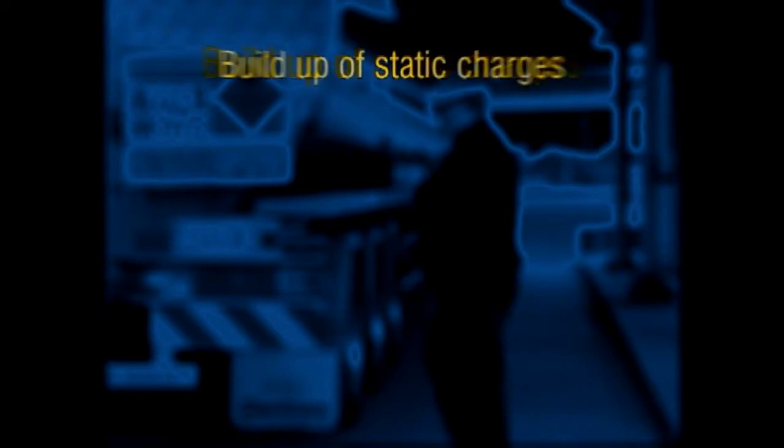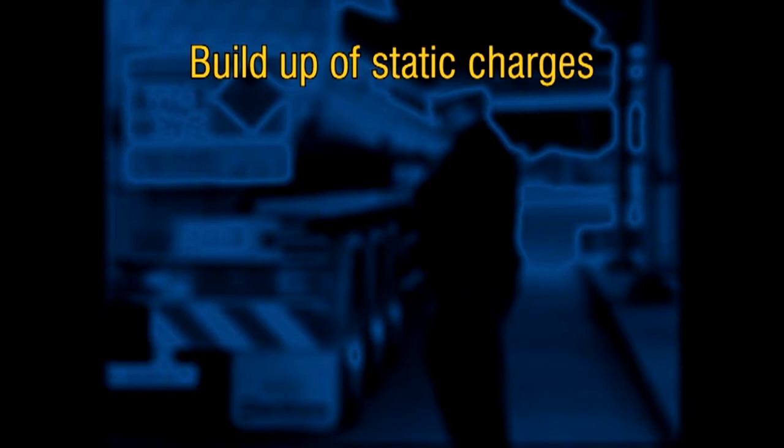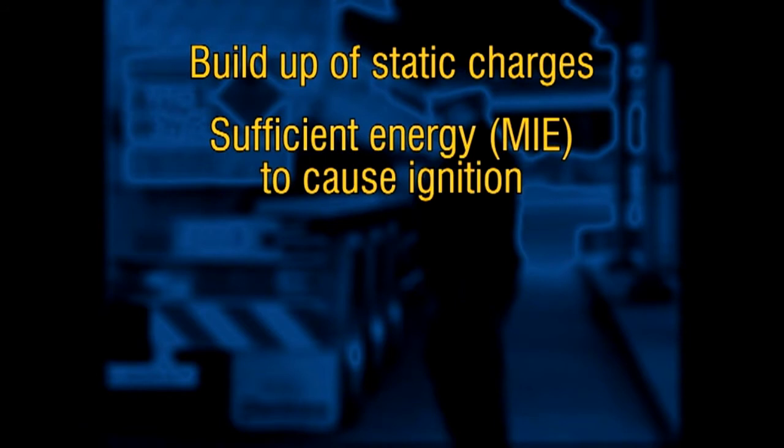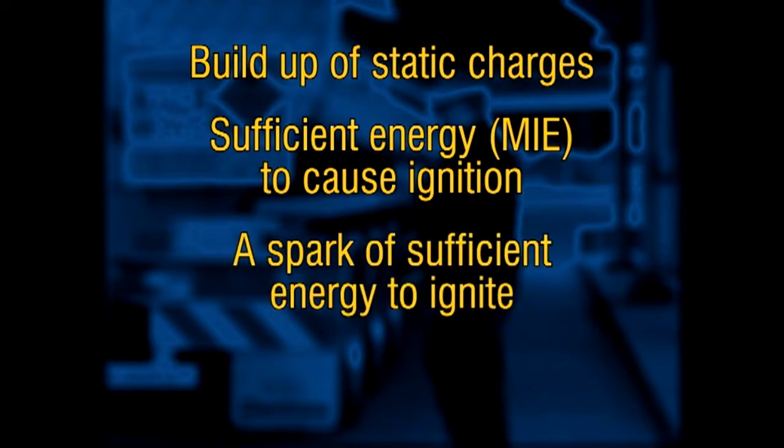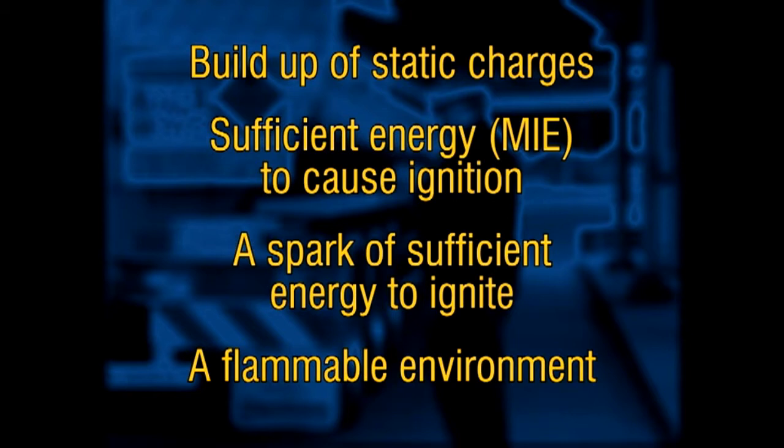For static electricity to cause a fire or an explosion, 4 conditions need to be present at the same time. First, static charges must build up. Second, these charges must possess what is called a minimum ignition energy, or MIE. That is, they must be able to cause a spark. The spark itself must then have enough energy to ignite the flammable substance in its vicinity. And finally, the environment must be flammable. Flammable vapors, gases, dusts or powders must be present in a flammable fuel-to-air ratio.